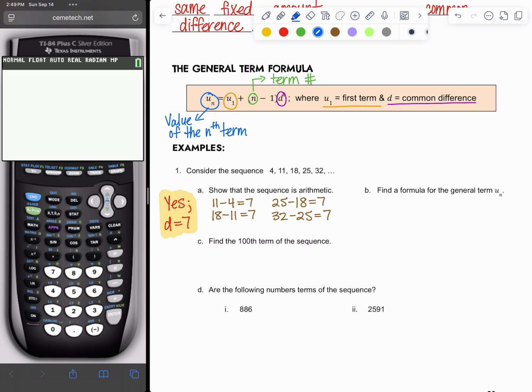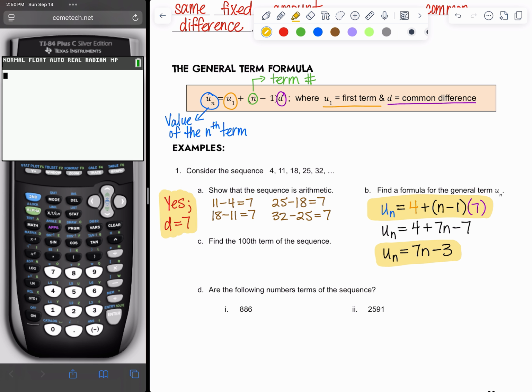So now let's look at B. It says write a formula for the general term. We know u sub n will stay just like it is. So we will have u sub n is equal to the first term, which is 4, plus n minus 1, because we don't know what n is, times our common difference, which is 7. Once I do this, I can simplify it if I choose to. So u sub n is equal to 4 plus 7n minus 7. And then combine like terms, u sub n will be equal to 7n minus 3. I don't care whether you write it like the top one or the bottom one.